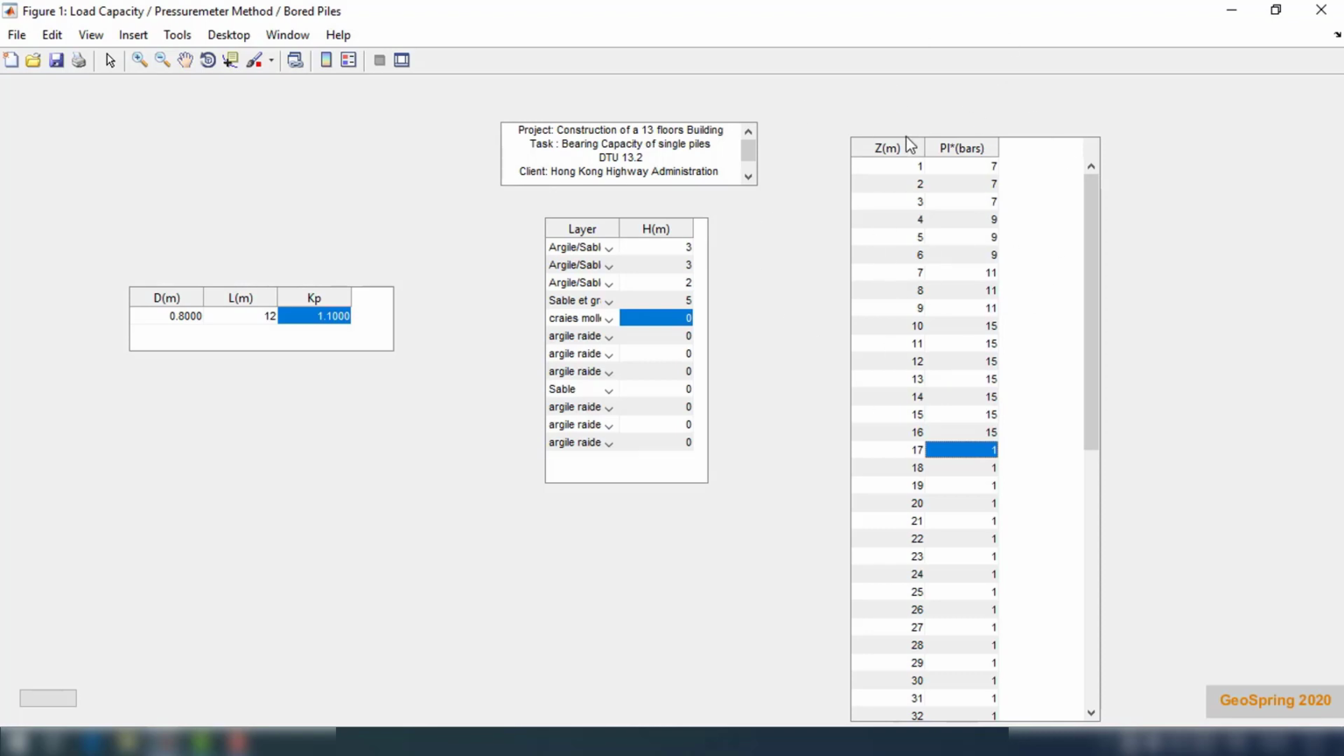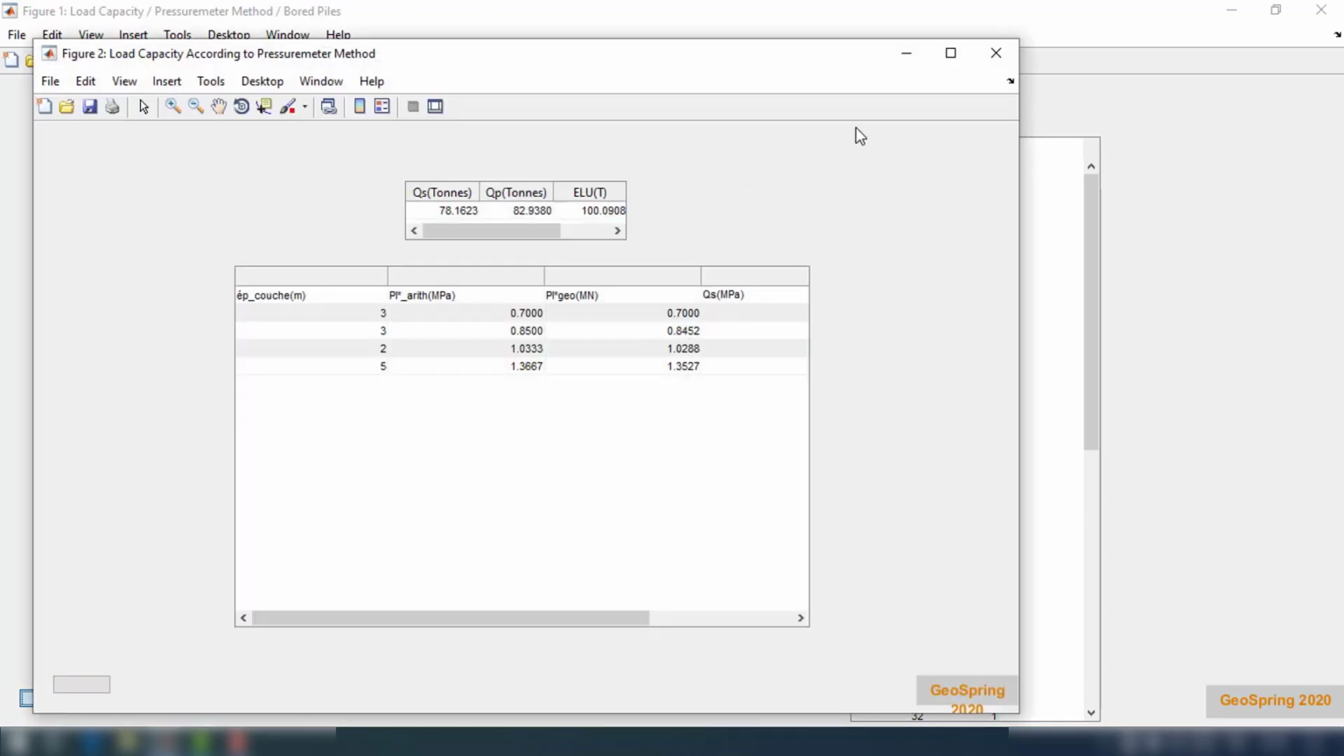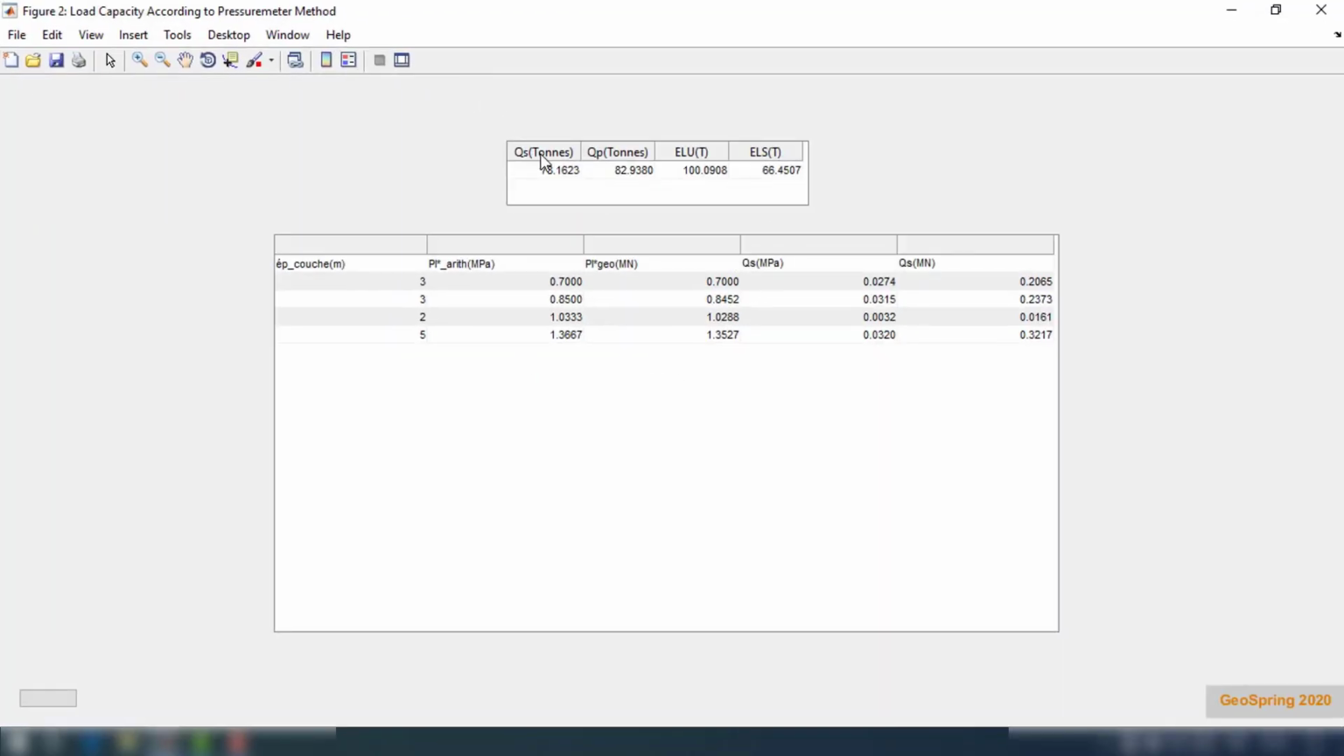After inserting your limit pressure profile, your geotechnical cap, and the geometry of your pile with the bearing factor, you push on the button and you will have the shaft term, the tip term, the bearing capacity at ultimate limit state, and the load capacity, the bearing capacity at service limit state.